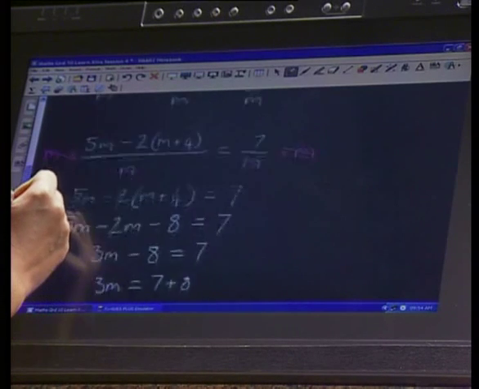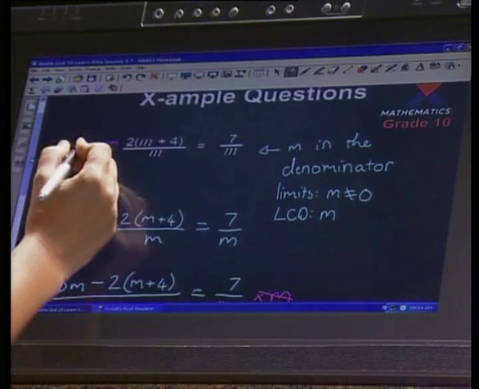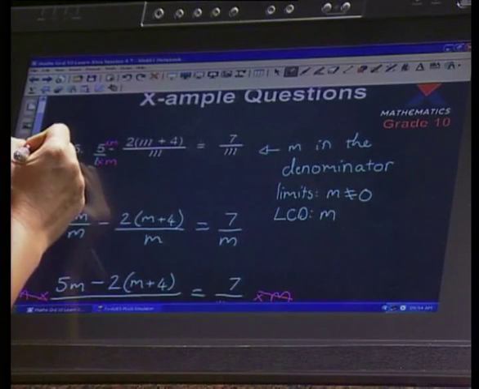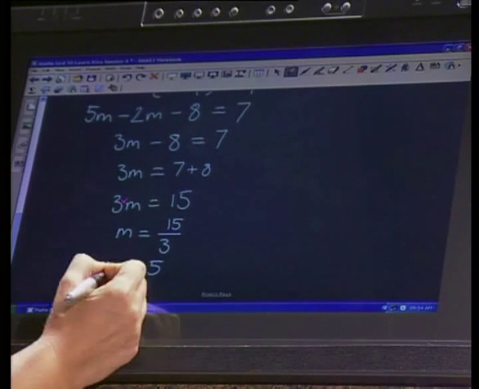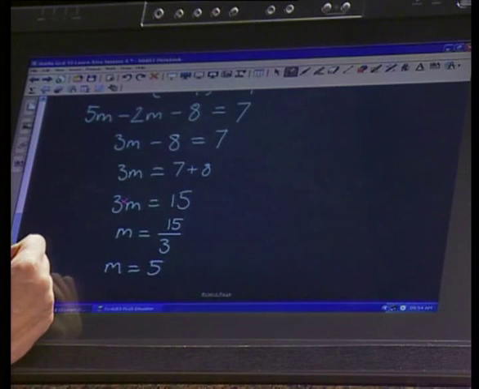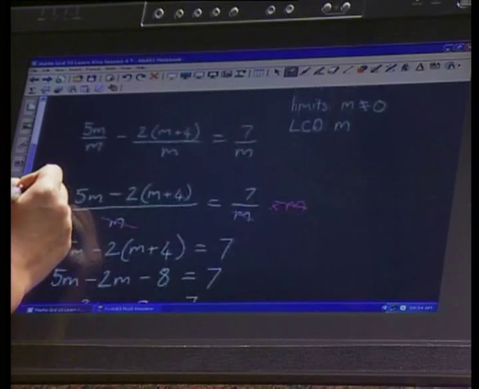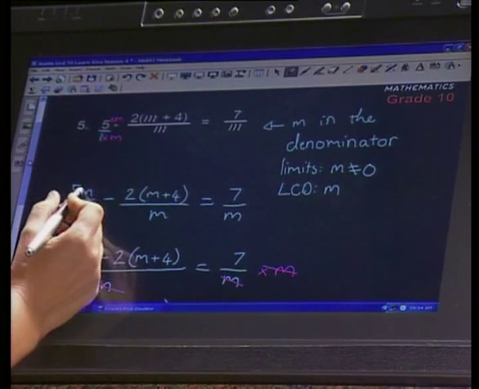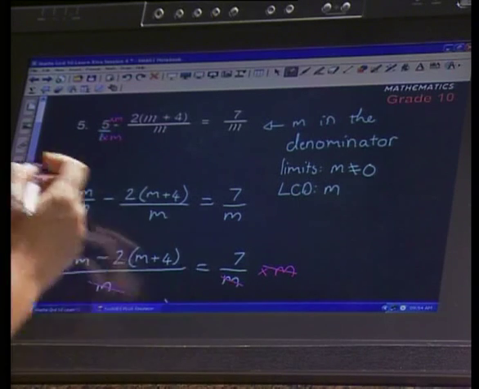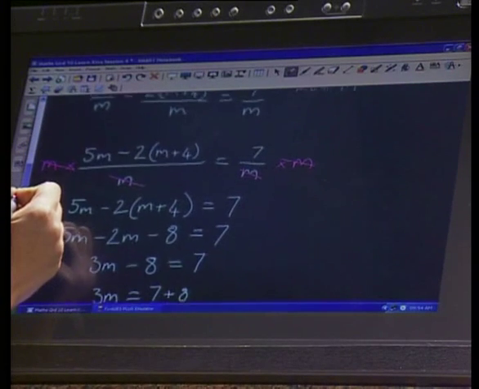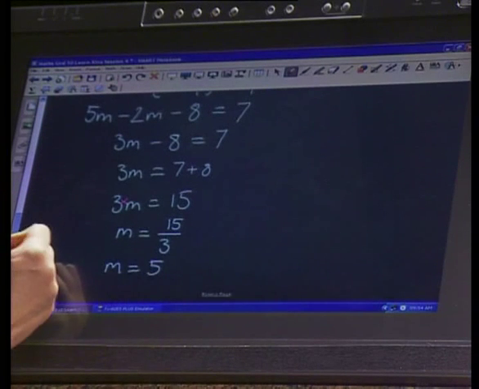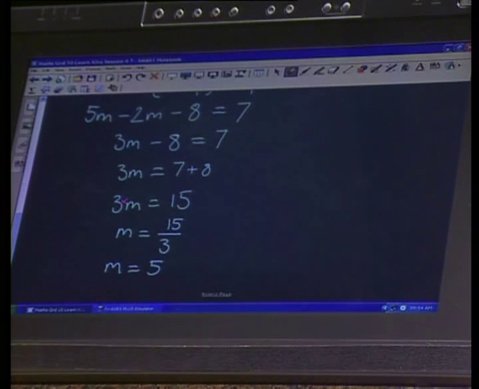And there we go. We've started at the top with fractions. We've defined our limits. Was m equal to 0? No, it wasn't. It means that it is a real answer. If m had equaled 0, then we would have said there would be no real solution. Then we found our lowest common denominator and got rid of the denominator, used distributive law, added our like terms, and then found out what m was equal to.